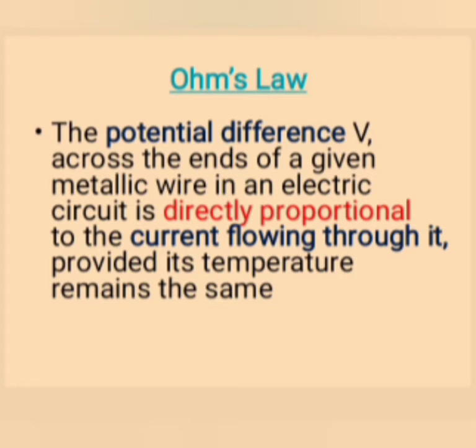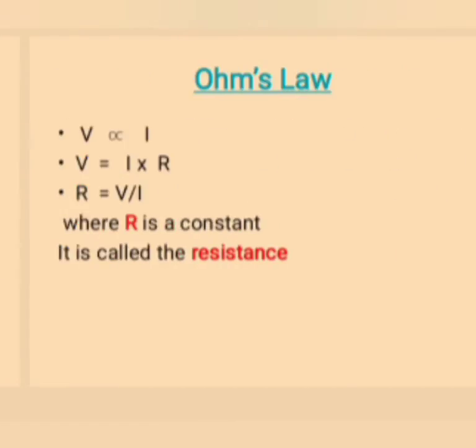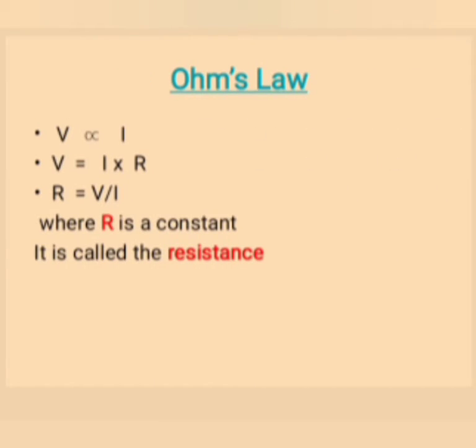This can be represented symbolically. V is proportional to I. V is the potential difference, I is the current flowing through the conductor. Replace the proportionality symbol by a constant called R. R is the proportionality constant. So, V is equal to I into R, V equals IR.